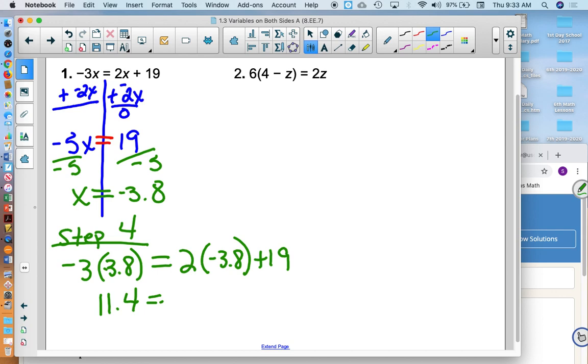Okay? 2 times negative 3.8 plus 19, and what do you get? What do you get when you solve the right-hand side of the equation? 11.4. 11 and 4/10. Does that check? Are both sides equal? Checks. So here is the answer, and I checked it, and I know it works. Okay? We're stopping right here.